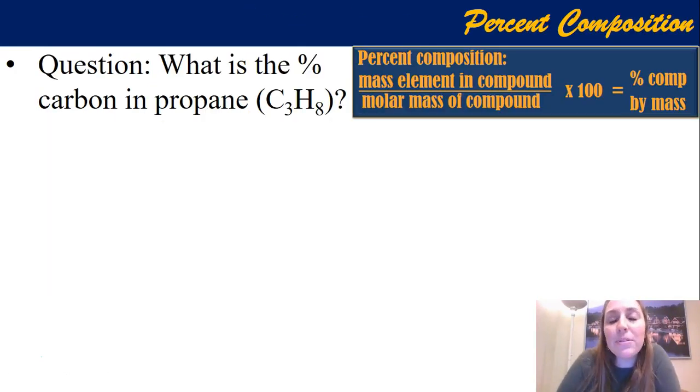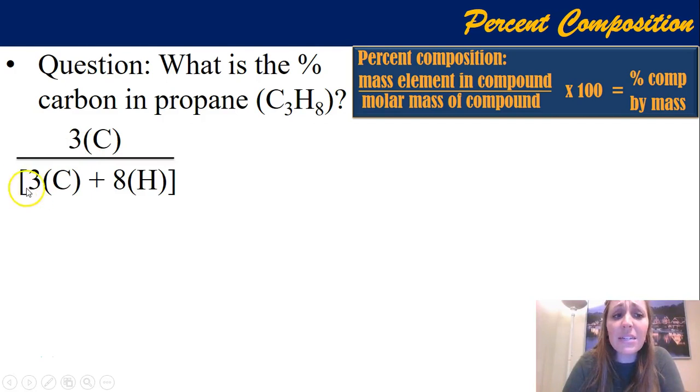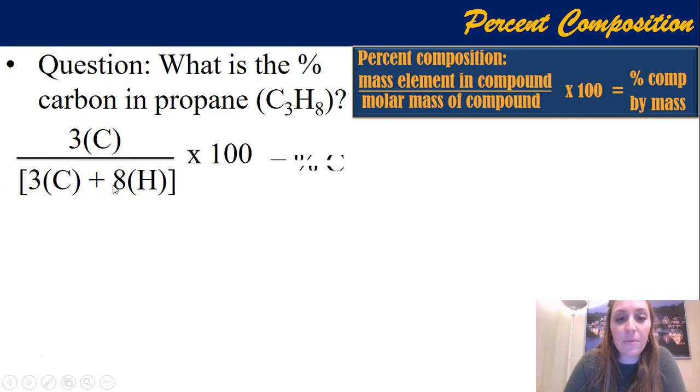All right, what is the percent carbon in propane, which is C3H8? Now, if I look at this, I'm going to say the mass of the element in that compound. So how much of that molar mass comes from carbon? So I have 3 carbons. So 3 times the mass of carbon is the mass that comes from carbon in 1 mole of my substance. And I divide it by the whole thing, 3 times carbon plus 3 times hydrogen. So this is the molar mass of the compound. So mass that comes from carbon in the molar mass, total mass, molar mass, times 100. So that's going to give you your percent carbon.